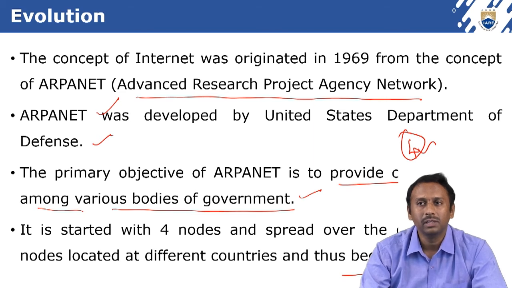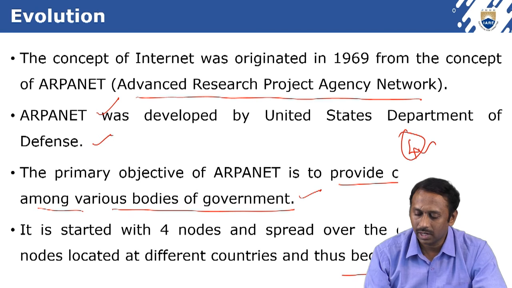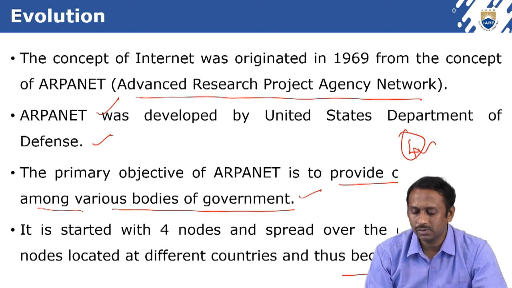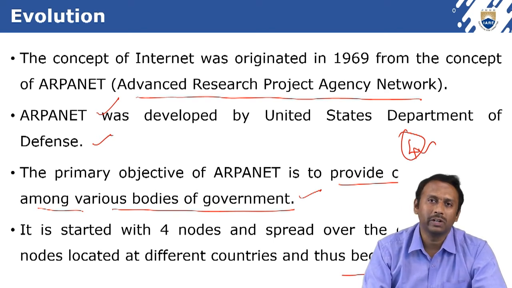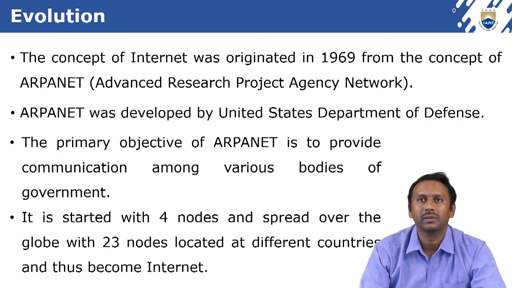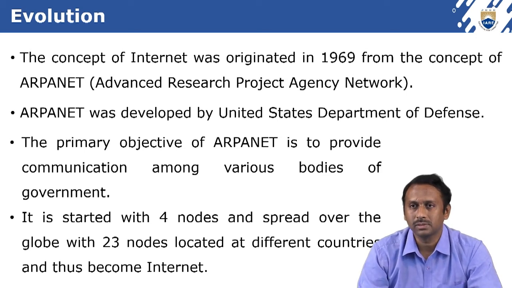Whenever you study a textbook or anything, whenever you see capital I, it means the collection of all the networks. If it is small i, it means a group of networks interconnected. That you have to remember. The concept of the internet was originated in the year 1969.